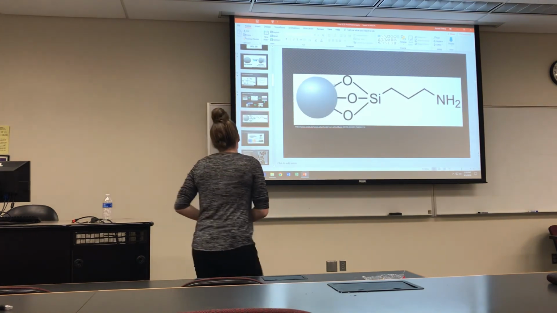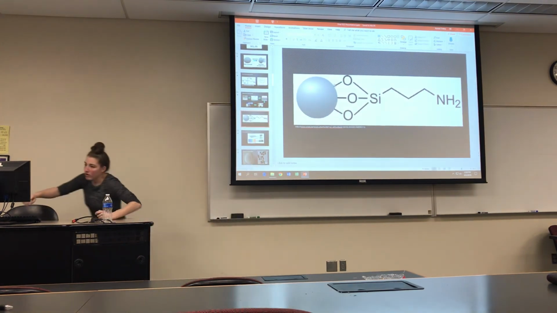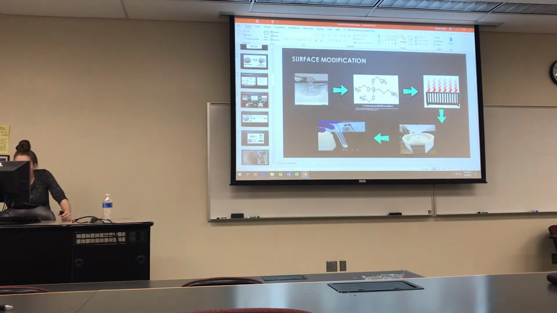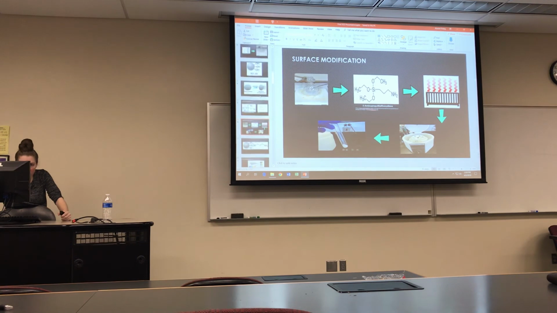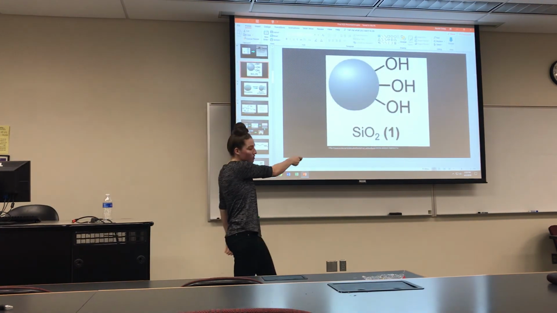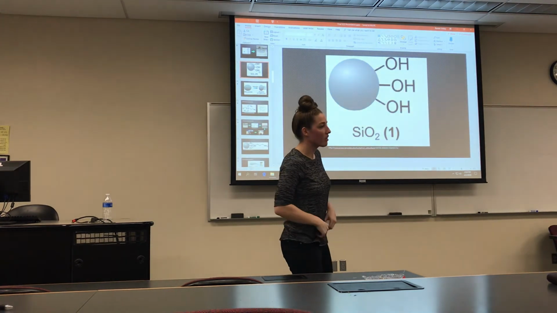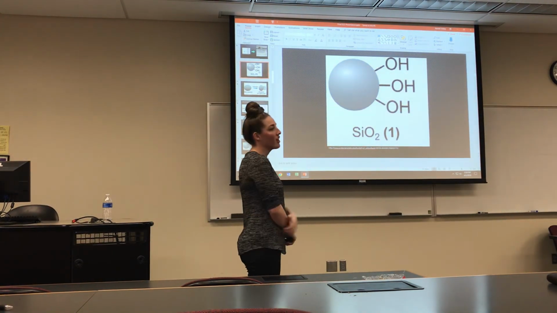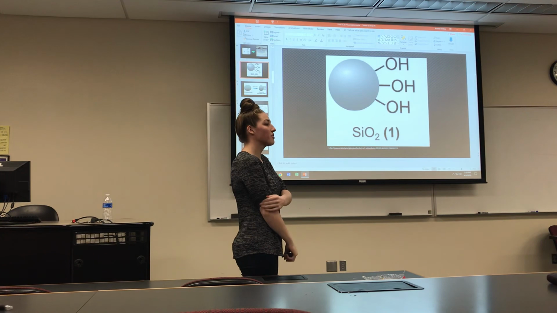So if you remember, this is the structure of APTES. See this silica here? But then on the surface of the silica, you actually have all those hydroxyl groups. So you get binding of that silica to those oxygen groups on the silica surface. And you have to add heat to get that covalent interaction to actually occur.